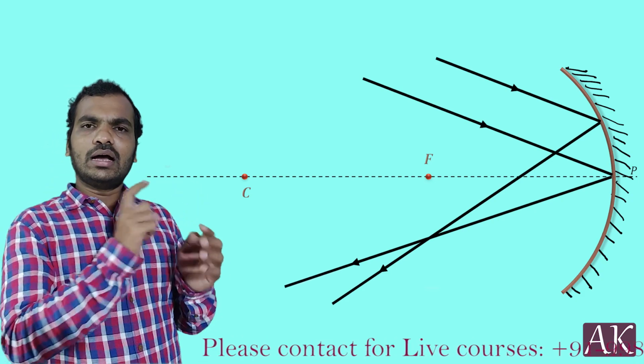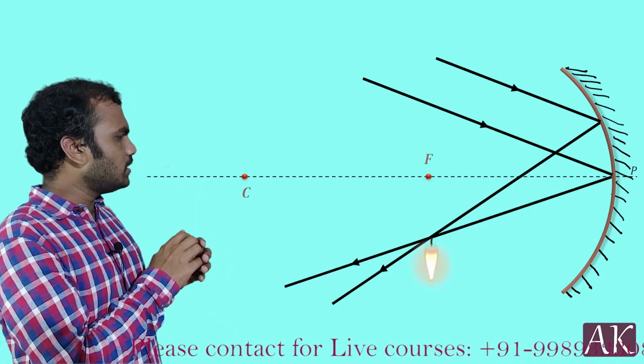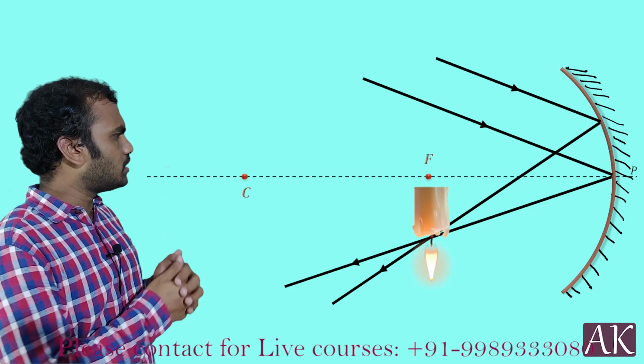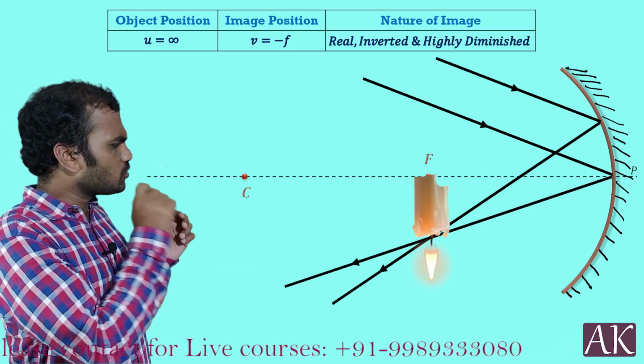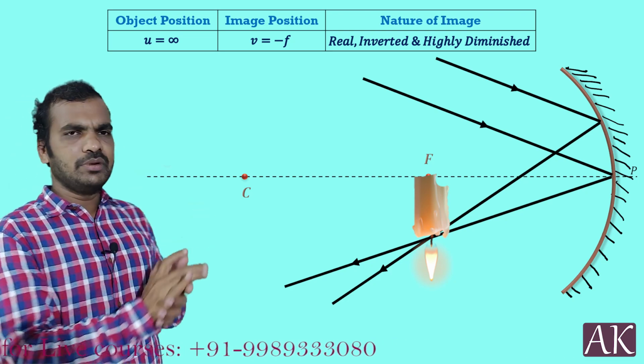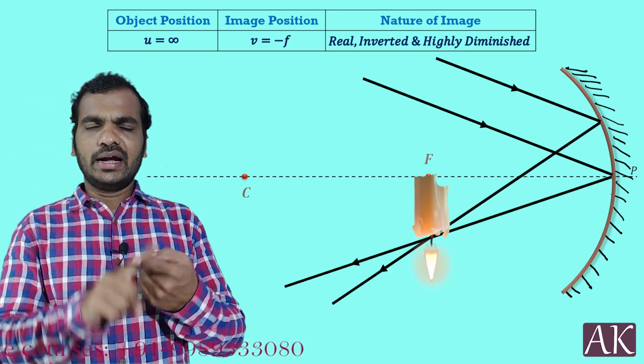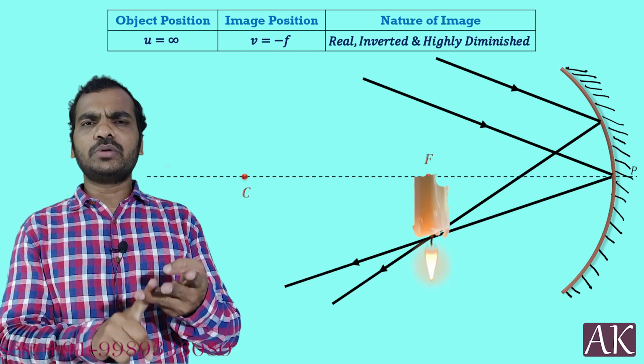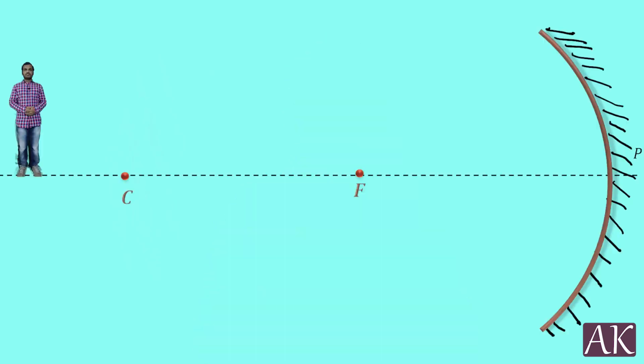Now in this case you can see clearly, if a very huge candle is kept at infinite distance, then its image is going to be formed at the principal focus, and it is going to be diminished, inverted, and real. This is the first case. For the second case, I will become the object and I am trying to explain how the image formation takes place. Fine. So let's move to it.